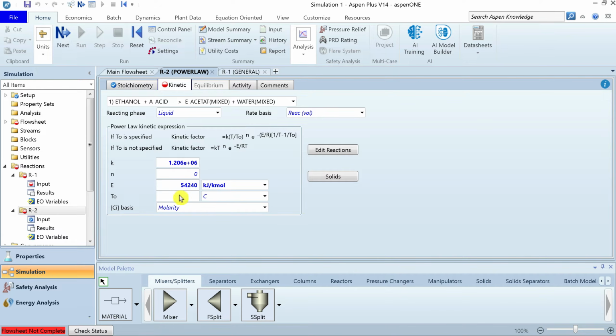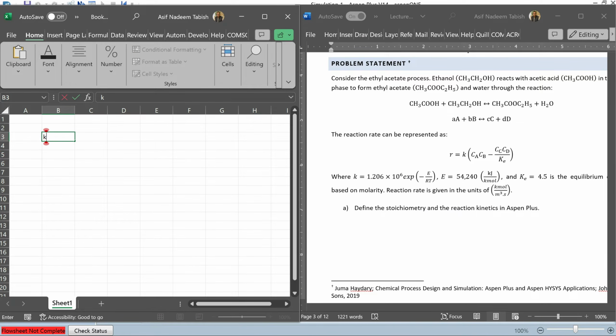So if no information of T0 is given, then you don't need to specify anything over here. Let's add the kinetics of the backward reaction. For the backward reaction, the pre-exponent factor will be the pre-exponent factor defined in the forward reaction rate divided by the equilibrium constant. So the pre-exponent factor for the forward reaction rate is K and the equilibrium constant is, let's say, Ke.